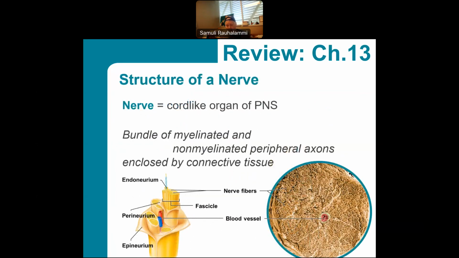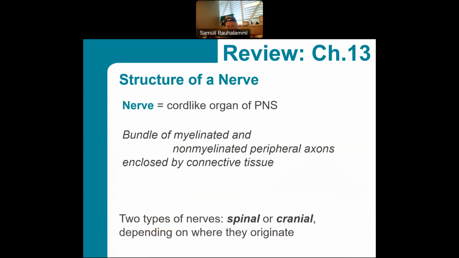I do think that we should have a look at nerves as well. So nerves are these cord-like bundles of axons enclosed within connective tissue. And we really are going to see two main groups of nerves that we're going to be talking about: cranial nerves and spinal nerves.